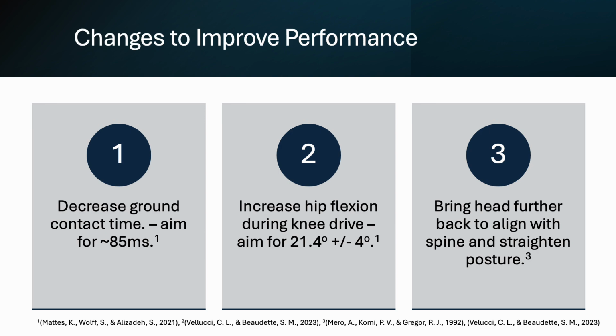Finally, the third recommendation is to bring the head further back to align with the spine and straighten posture. This would help correct the posture, as it means it's all aligned and upright and straight, supported by Mero, Comey, and Gregor in 1992, and a study published by Vellucci and Bordet 2023 also found that a more stable horizontal gaze and dynamic trunk extension strategy was associated with improved velocity.